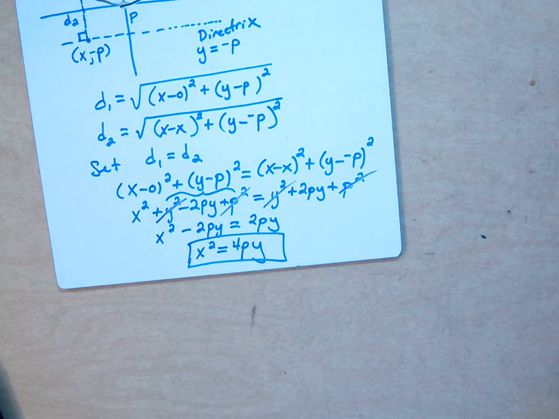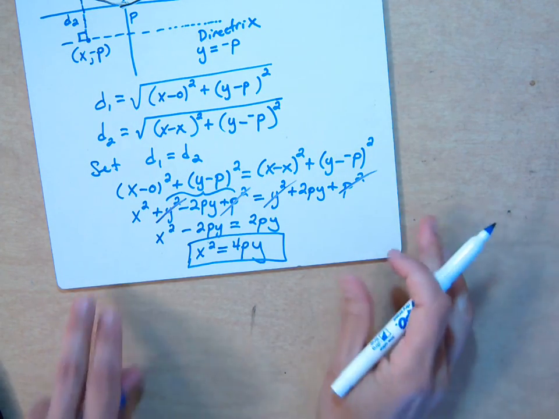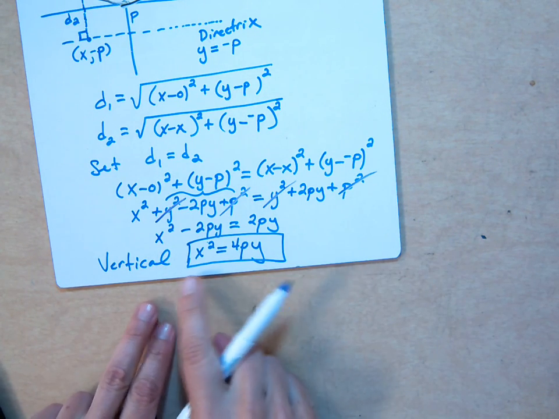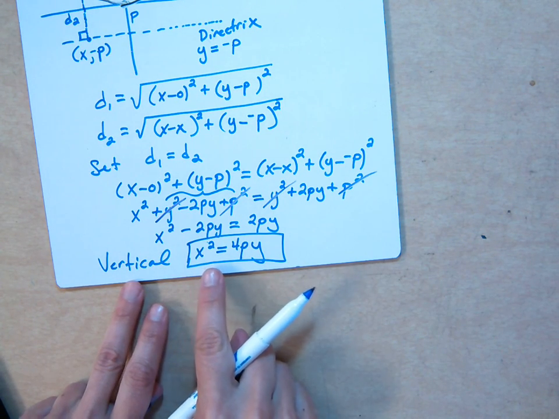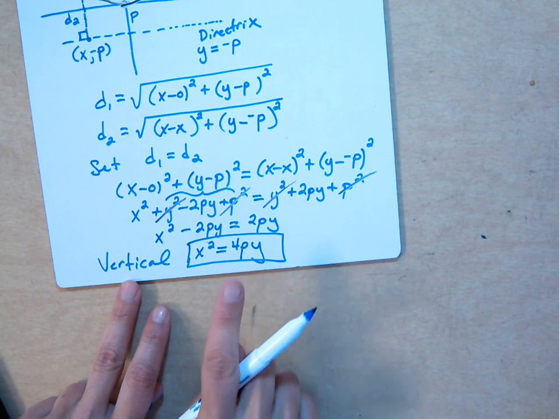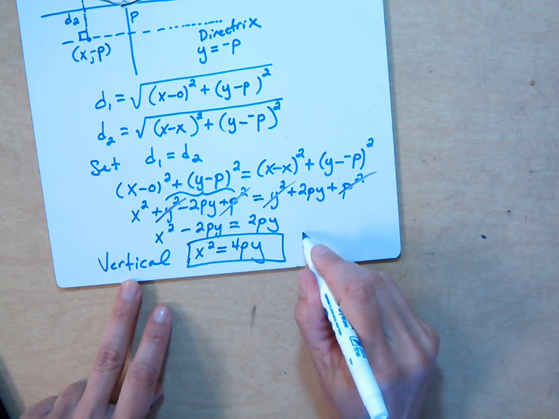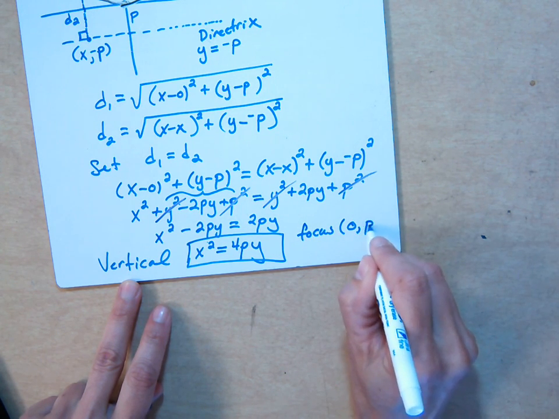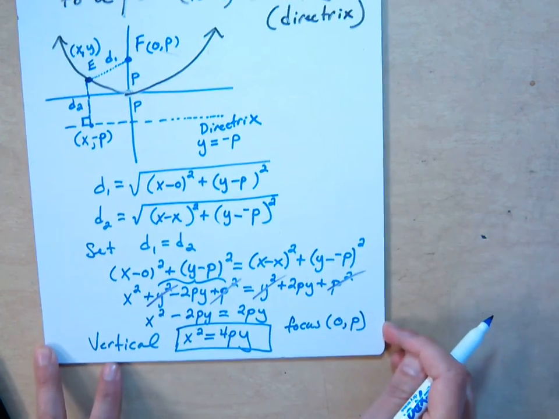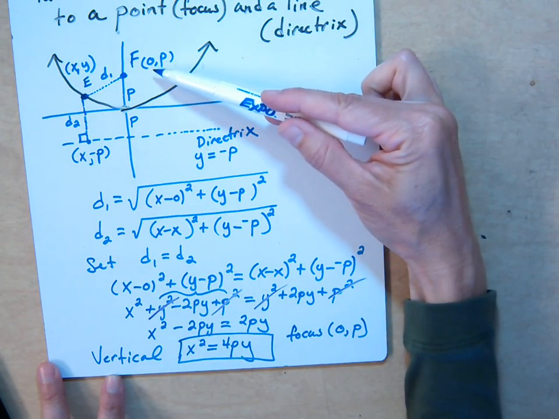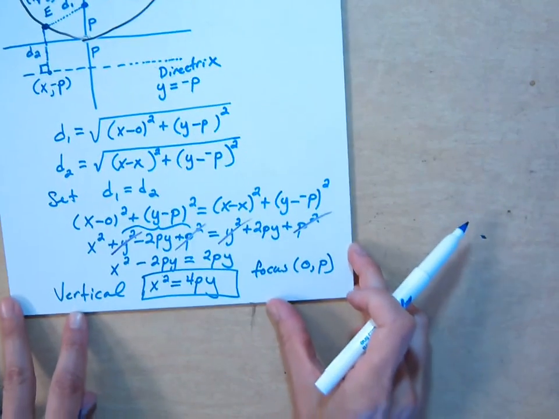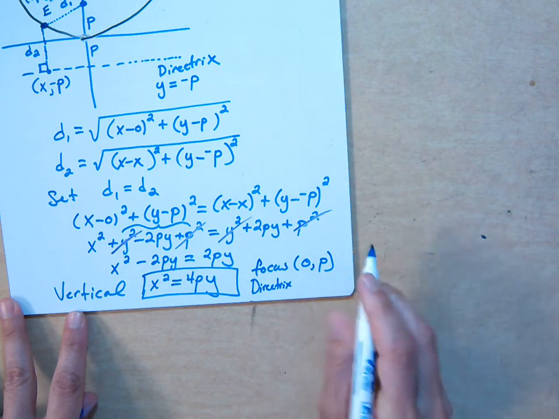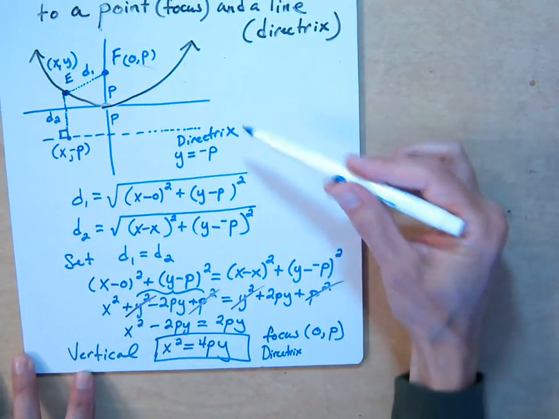X squared equals 4py. That's all you're going to use whenever something is vertical. It opens up or down. So when it opens along the y-axis, the form you want is x squared equals 4py. That's what you'll be using today. The focus point is at 0, p, just like, because we drew that, that's how we defined it here. And the directrix is at the equation y equals negative p that we defined right here.